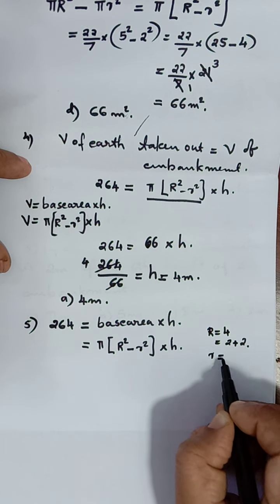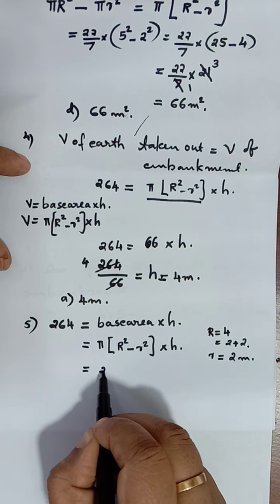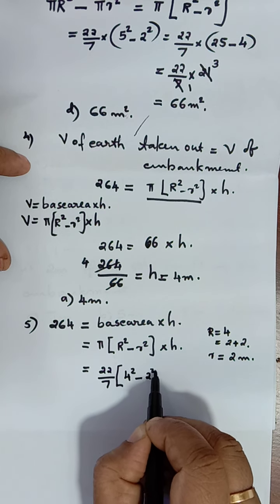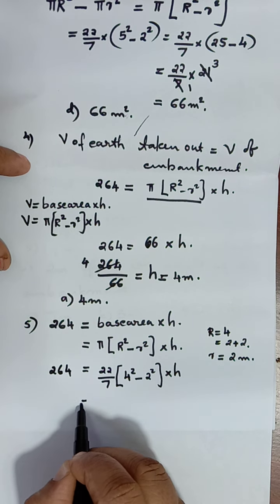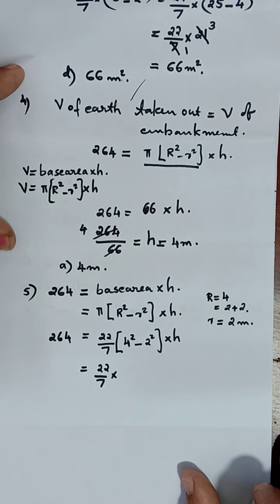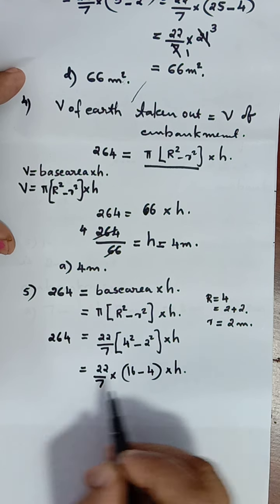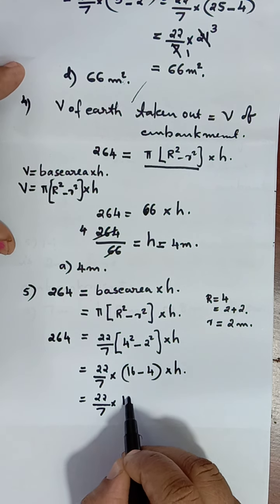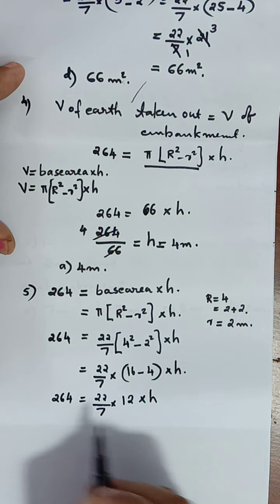Now small r, radius of the well is 2 meter. So this is how we have to substitute. 22 by 7 into 4 square minus 2 square into h. That's equal to 264. So let us simplify this. 22 by 7 into 4 square. 4 4s are 16 minus 2 square 4 into h, we have 22 by 7 into 16 minus 4. It's 12 into h equal to 264.